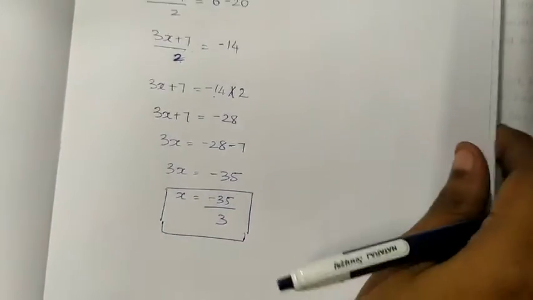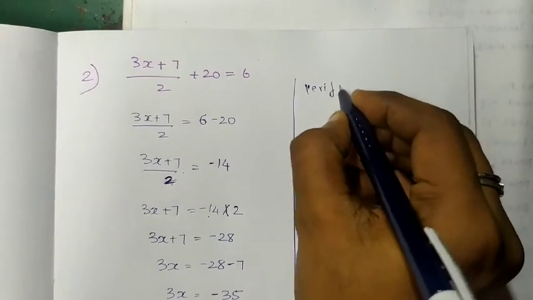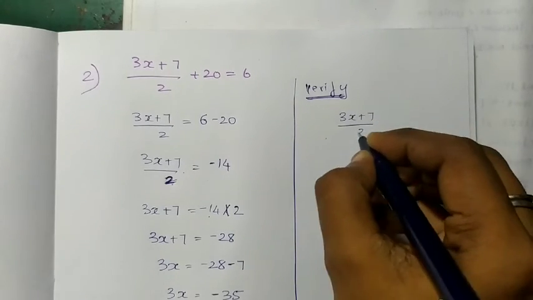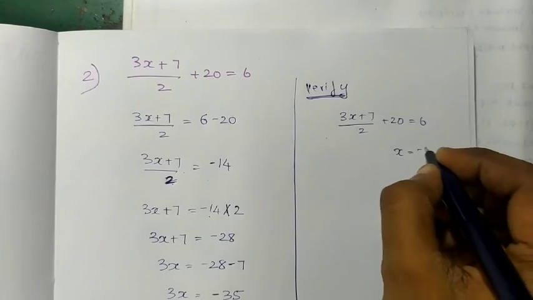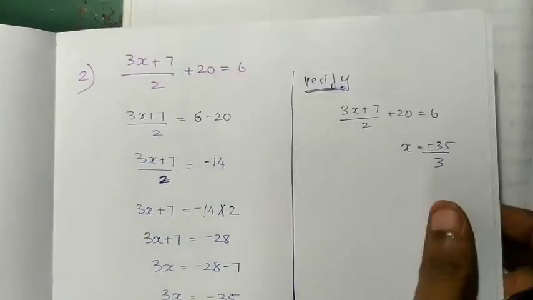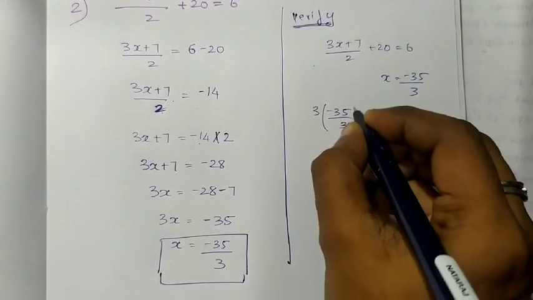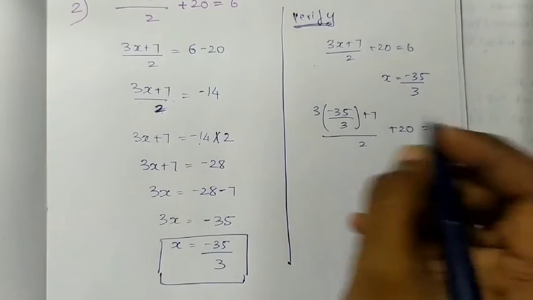I am going to verify this. For verification, I am just substituting the value of x, which is equal to minus 35 by 3, instead of x. So here 3 into minus 35 by 3 plus 7 by 2 plus 20 equal to 6.